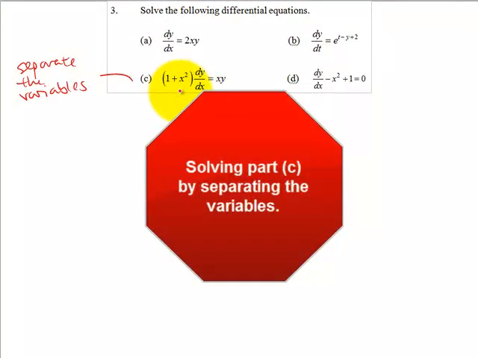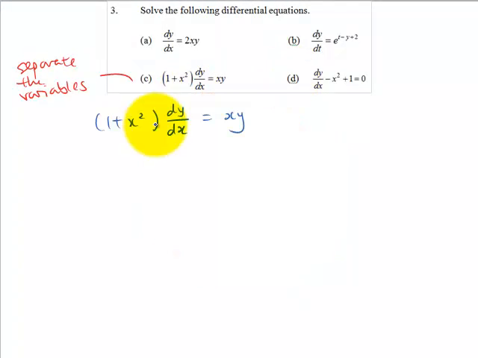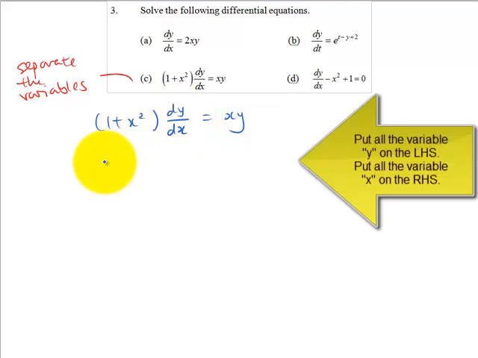To solve the differential equation in part C, I'm going to separate the variables. So I'm going to move all the variables in y to the left hand side. So dy is already on the left hand side. Move this y over, it becomes 1 over y. And next I'm going to move all the variables in x to the right hand side. So x is already on the right hand side. Move 1 plus x squared over, it becomes a denominator. dx moves over.